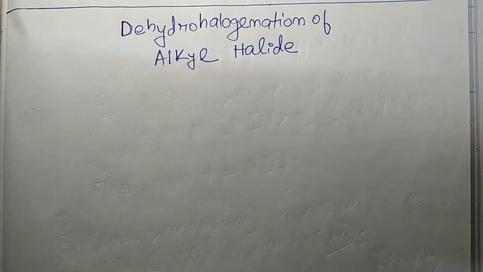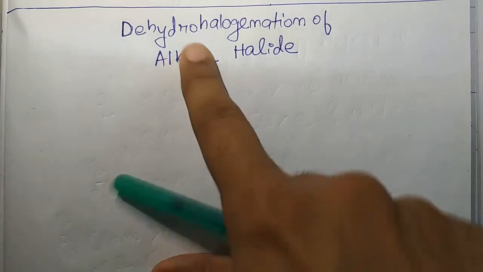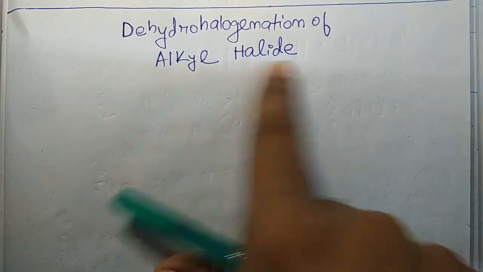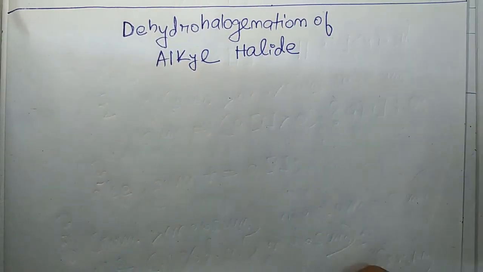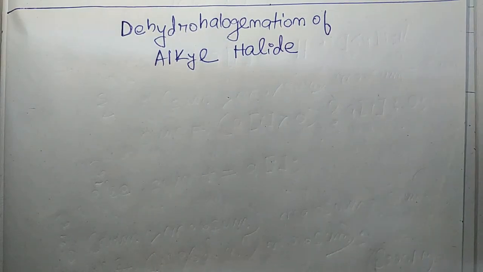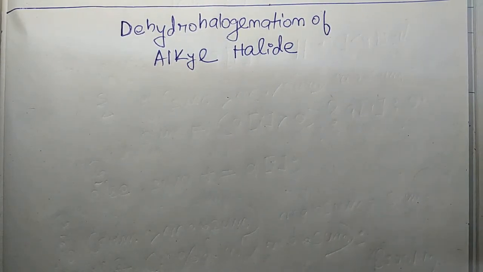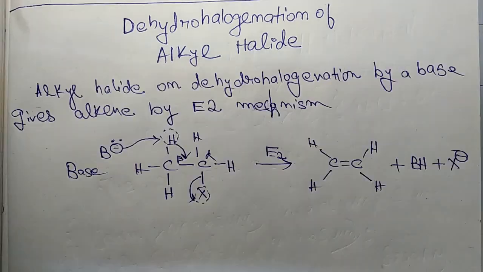Hello friends, today I am here with another reaction on alkenes, which is dehydrohalogenation of alkyl halide, which gives alkenes. So without further wasting of time, let's get started.